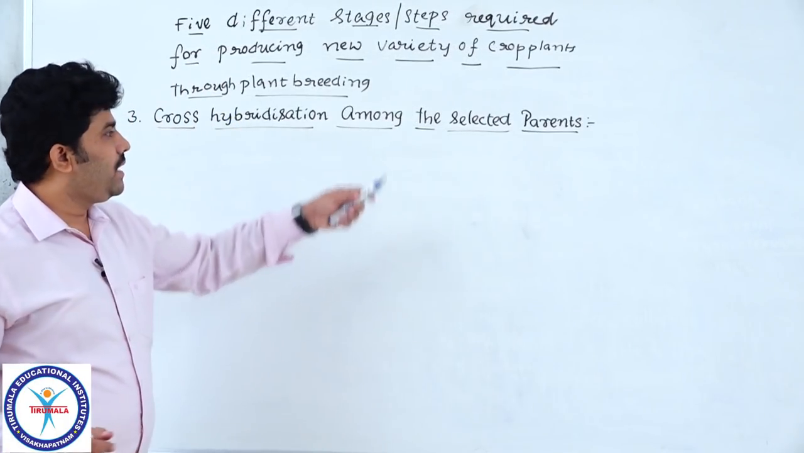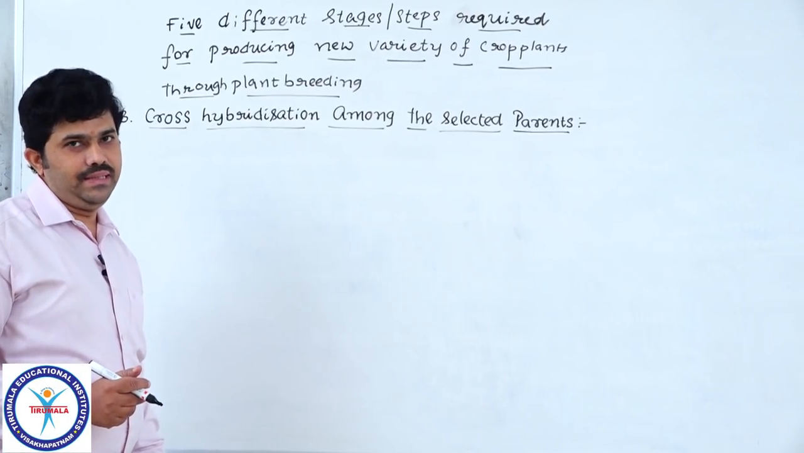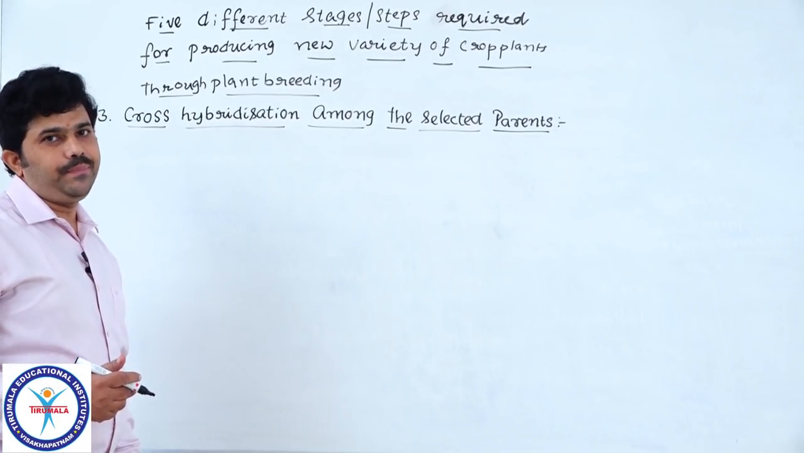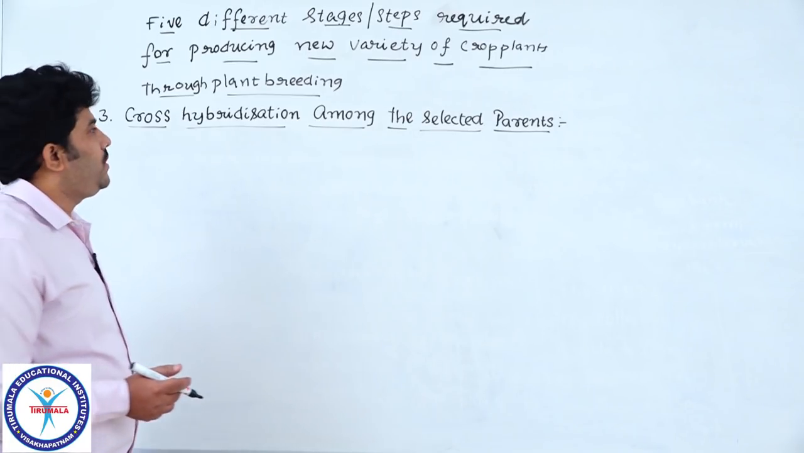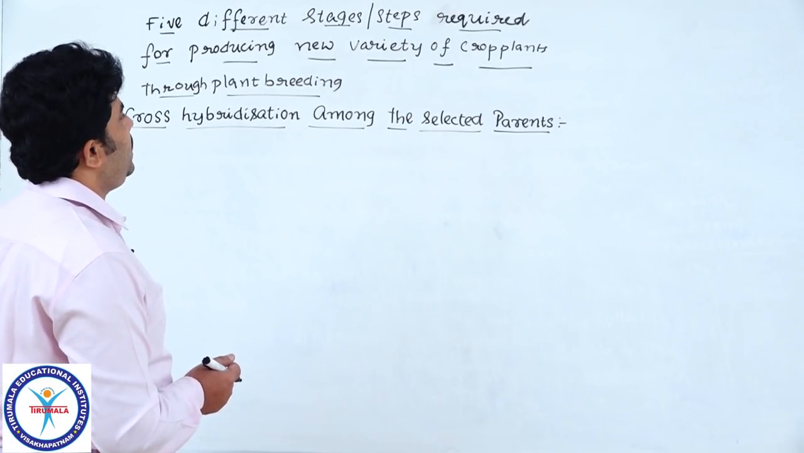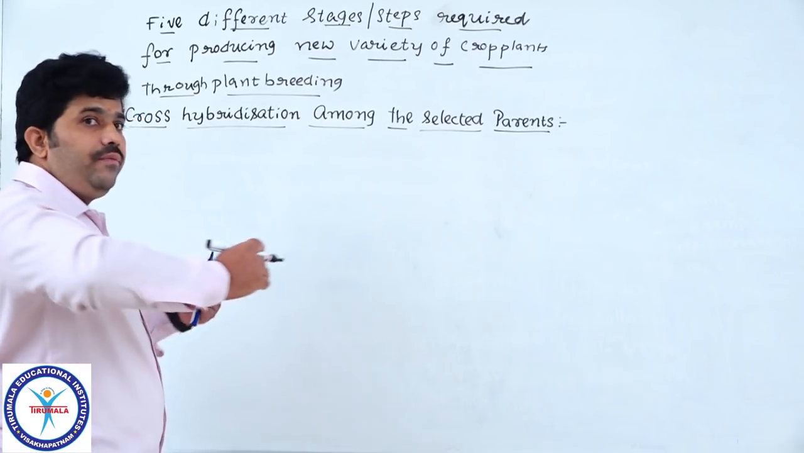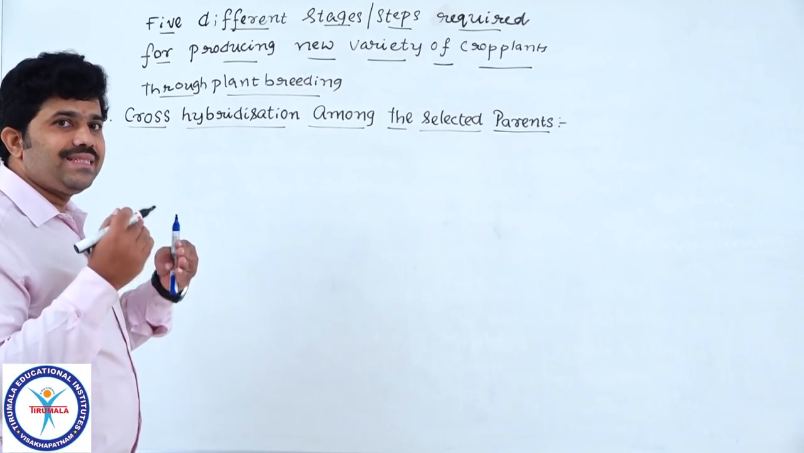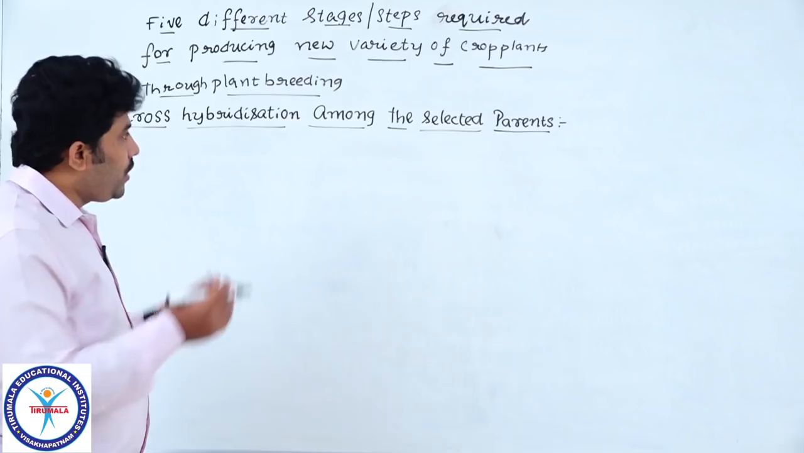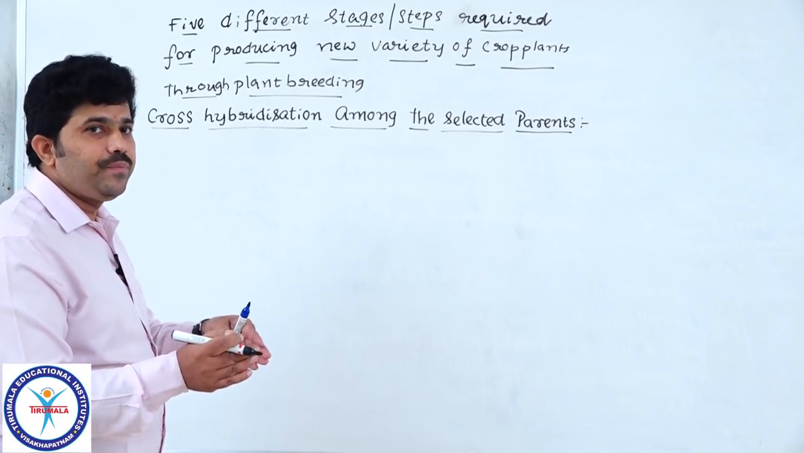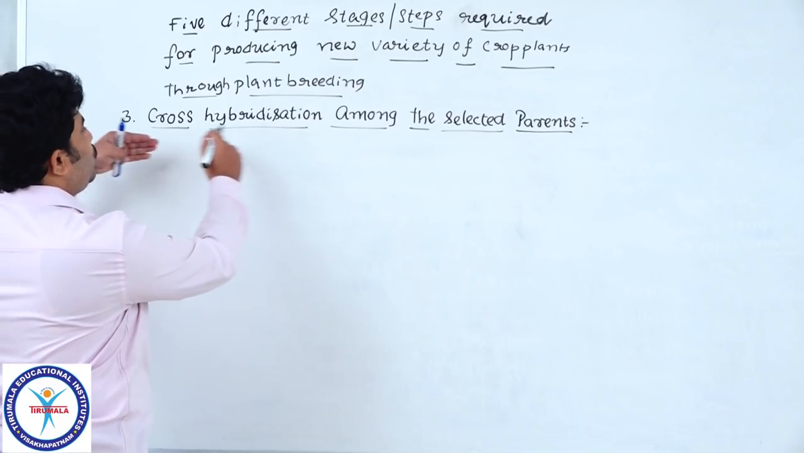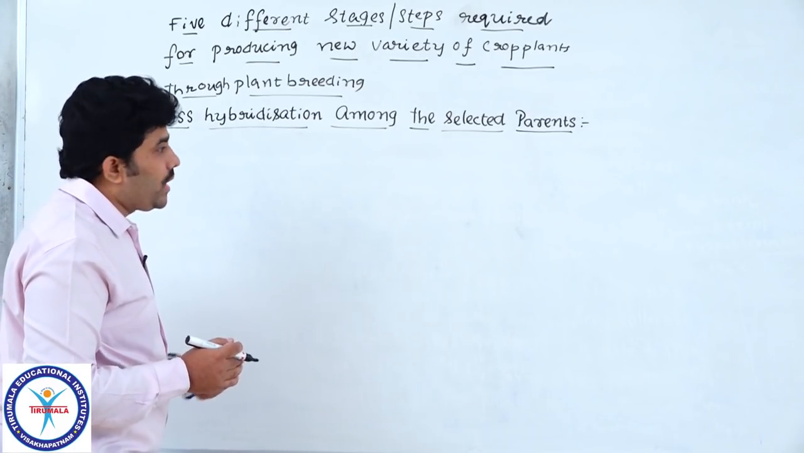Cross hybridization among the selected parents. It is the third step in plant breeding. Okay, now let's learn something about cross hybridization among the selected parents. Already we have some plants as the selected plants. So between those two selected parents or selected plants, we are going to do the hybridization.